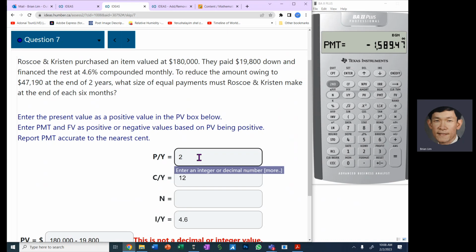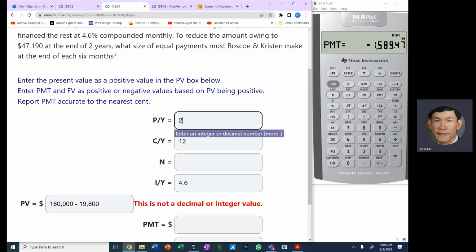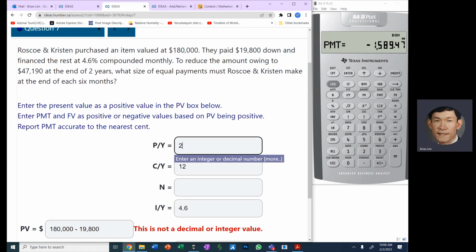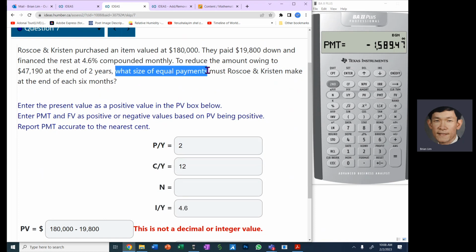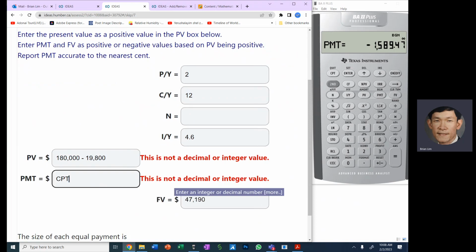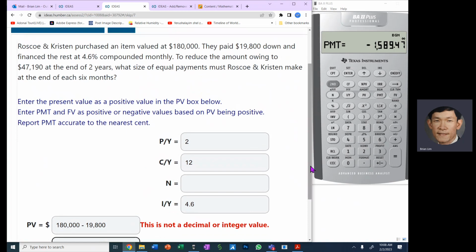So PY would be 2. Okay, and we can do the rest. So we are trying to do what? Well, we are what size of equal payments? So what needs to be computed is, of course, the payment. All right, so let's start and maybe we can get somewhere.